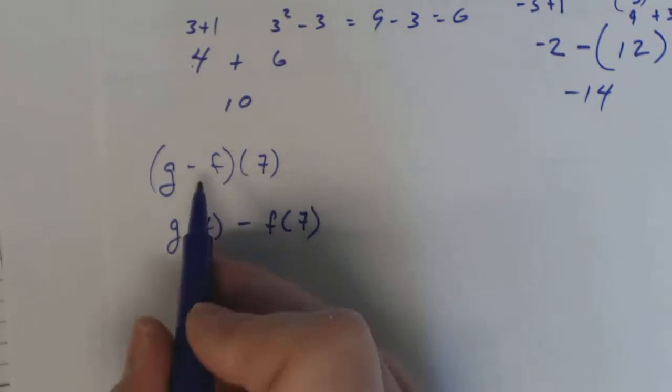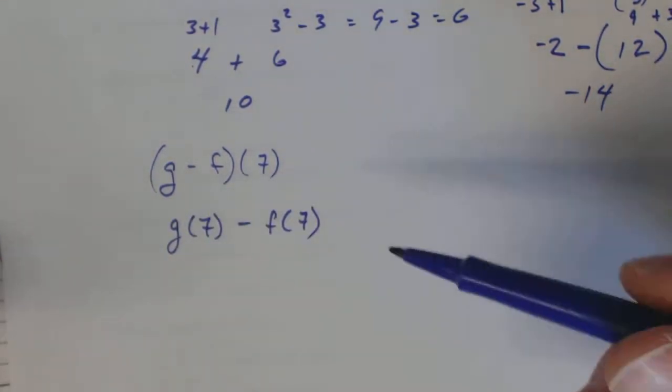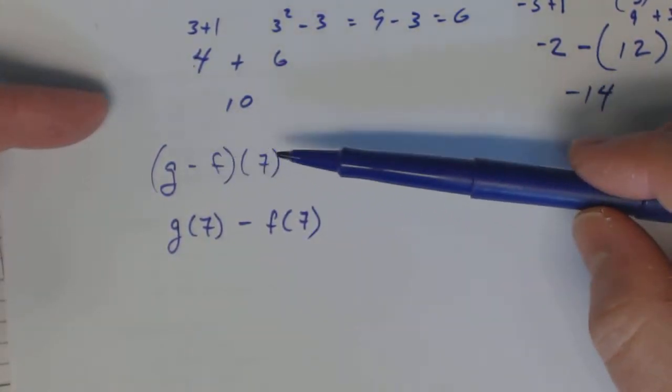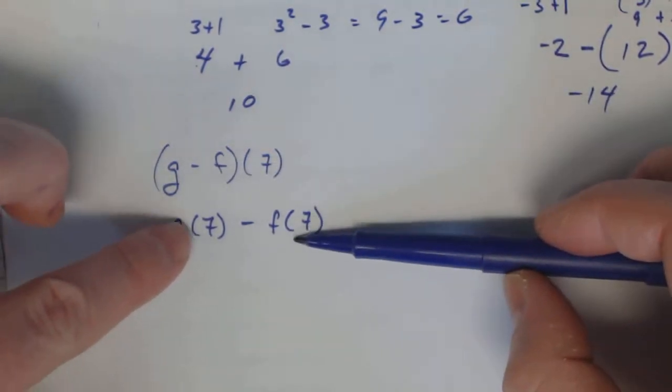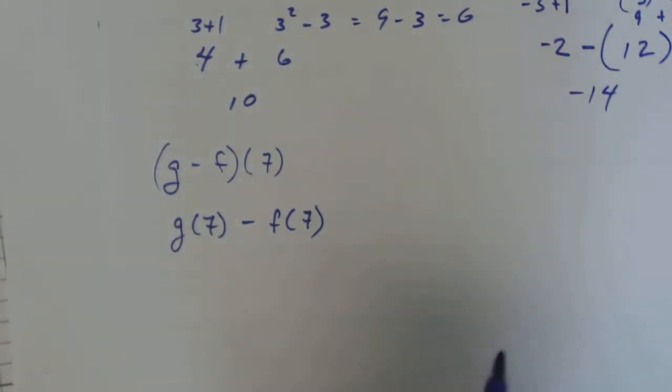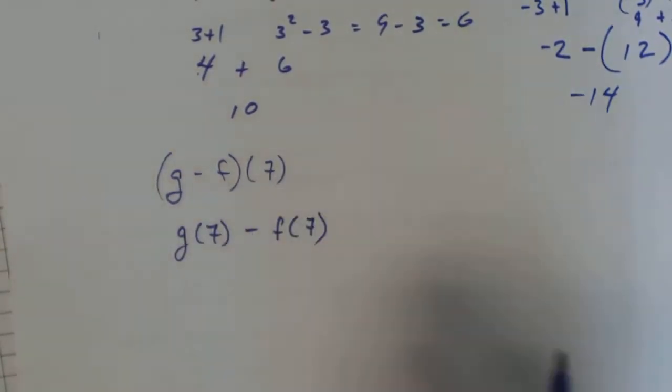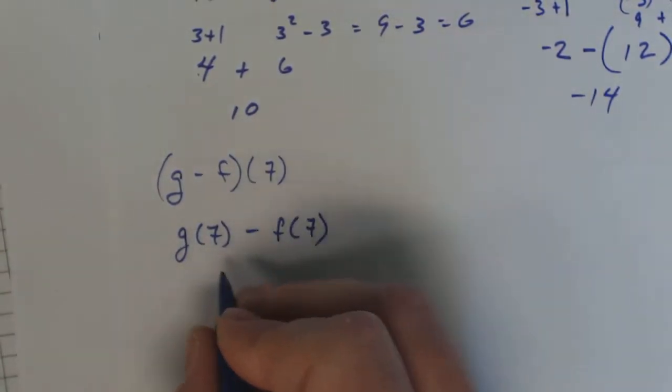And now notice, this is the way the function notation works, by the way. I'm not distributing a 7. That's not how that works. I'm just pulling it apart and rewriting it as two separate functions. All right, don't get confused. Don't think that I'm distributing. I'm not doing that. Okay.